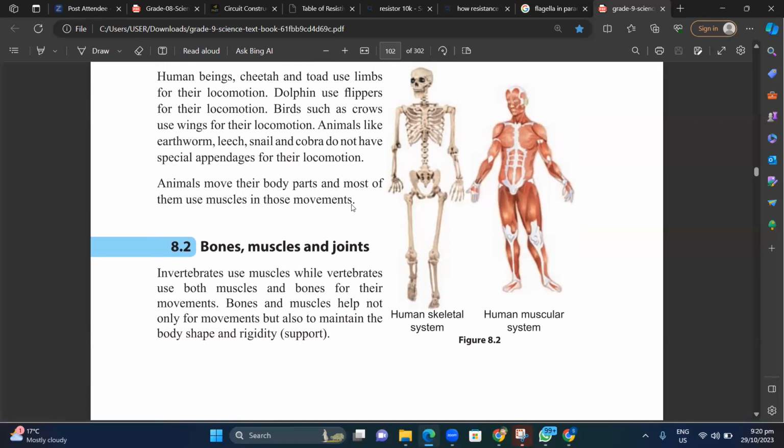Cobra. Who are the invertebrates? Earthworm, leech, snail. Yes, earthworm, leech, and snail.